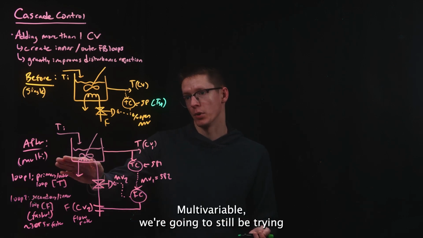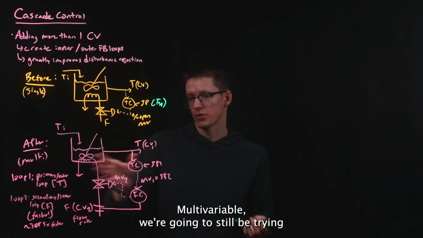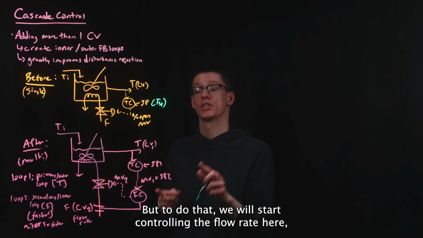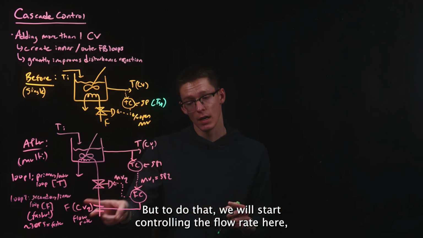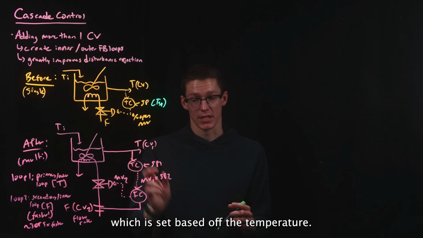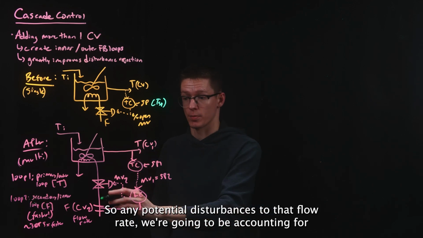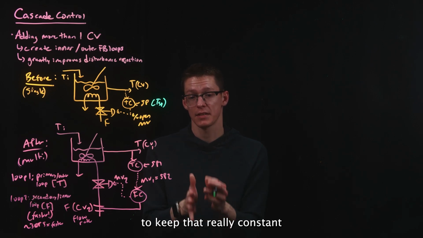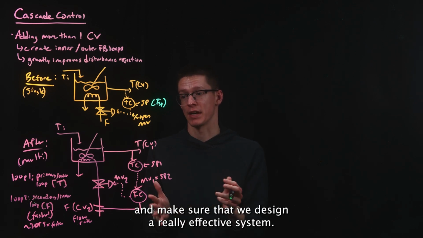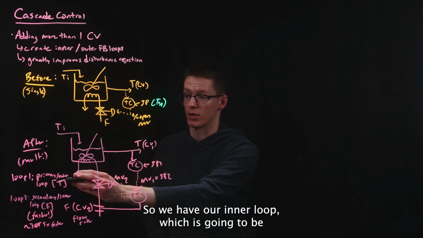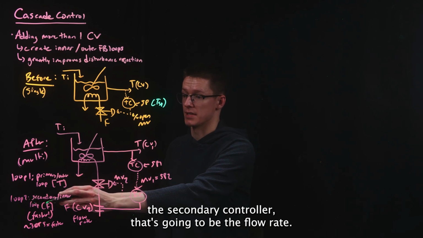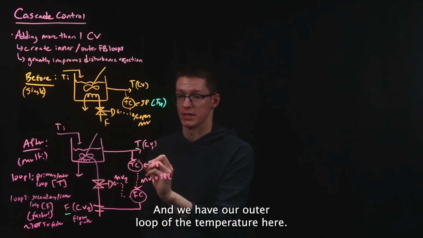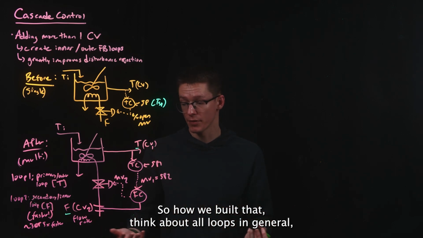So let's design a multivariable. We're going to still be trying to control primarily the temperature. That's the main objective. But to do that, we will start controlling the flow rate here, which is set based off the temperature. So any potential disturbances to that flow rate, we're going to be accounting for to keep that really constant and make sure that we design a really effective system. So we have our inner loop, which is going to be the secondary controller. That's going to be the flow rate. And we have our outer loop of the temperature here. So how do we build that?